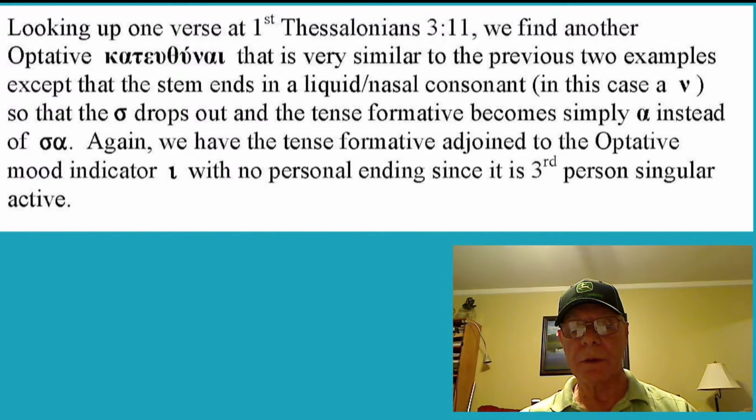Looking up one verse at 1 Thessalonians 3:11, we find another optative, katevthine, that is very similar to the previous two examples, except that the stem ends in a liquid consonant so that sigma drops out and the tense formative becomes simply alpha instead of sigma alpha. Again, we have the tense formative adjoined to the optative mood indicator iota, with no personal ending since it is third person singular active.